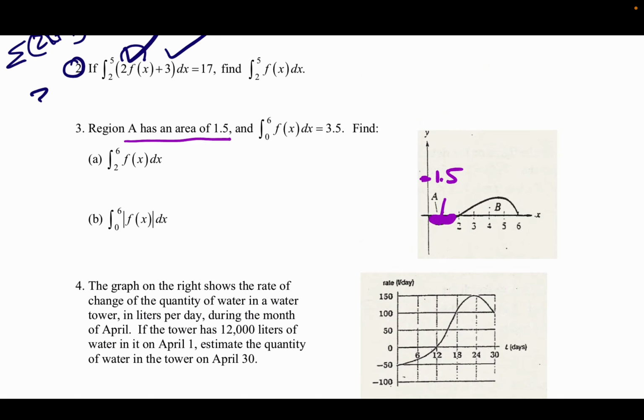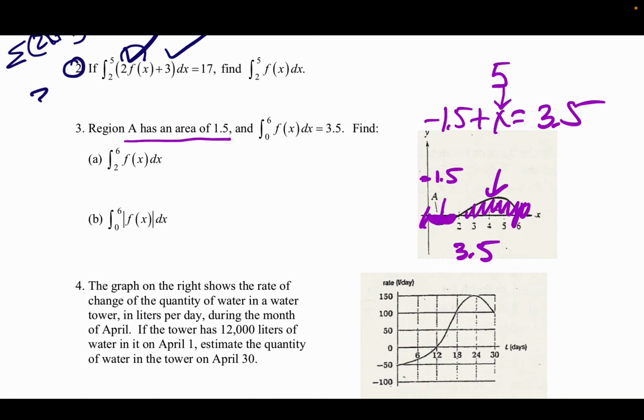And we know 0 to 6, all in all, is 3.5. And so we can figure out this value because we know negative 1.5 plus some value equals a running total of 3.5. And so this x part here must be 5, because negative 1.5 and 5 leaves you with a total value of 3.5. Remember, when you integrate, it just keeps a running total.